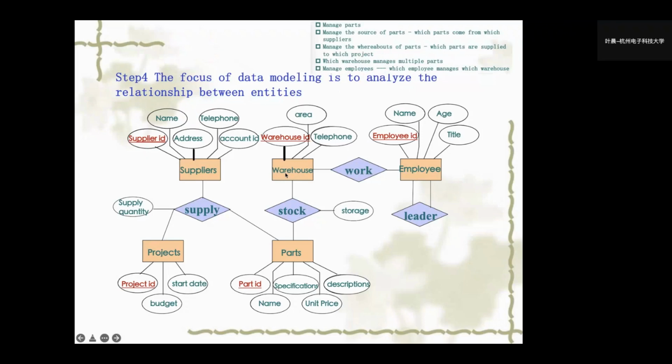And also, there is a relationship between the entities parts and warehouse. That is, different parts are stocked in different warehouses. And also here, I put an attribute storage with this relationship stock. That means this storage is related with all these entities. So if the attribute is related to only one entity, you can just put the attribute there. But if the attribute is related to both entities, you need to put the attribute with this relationship.